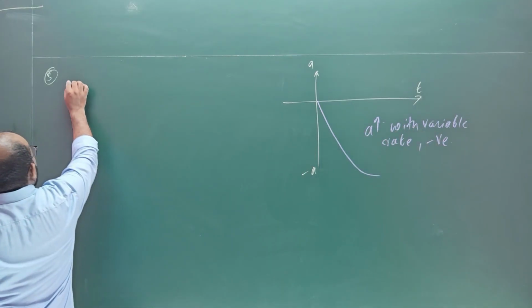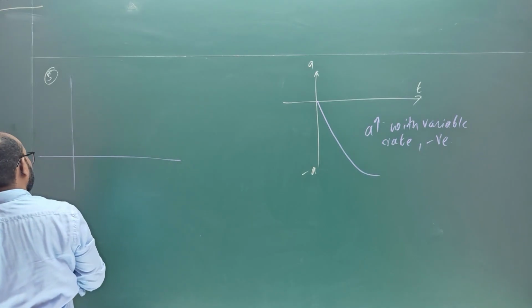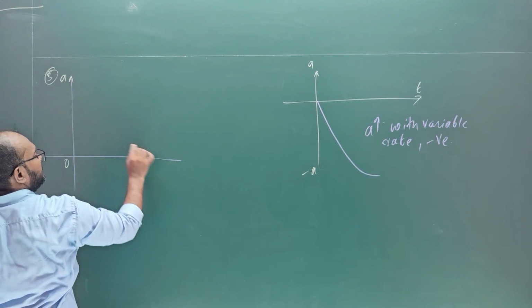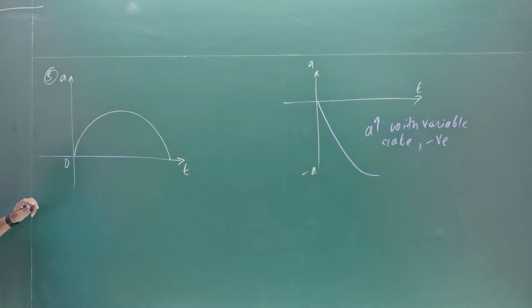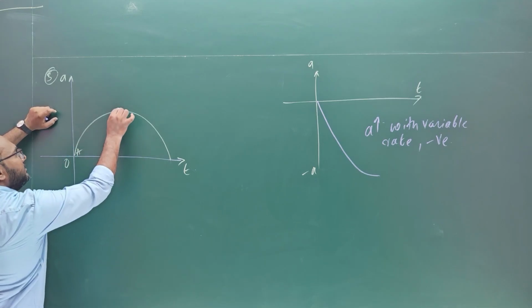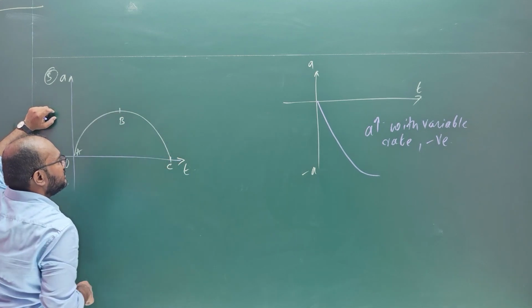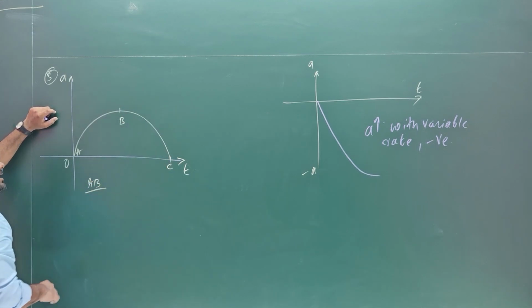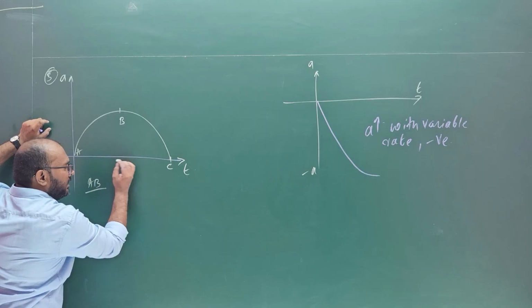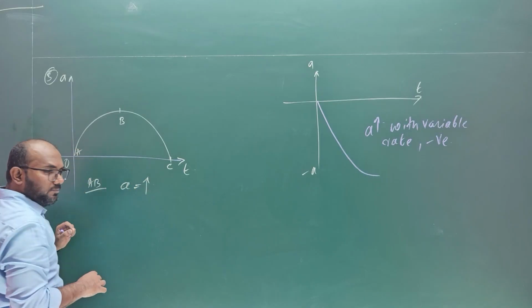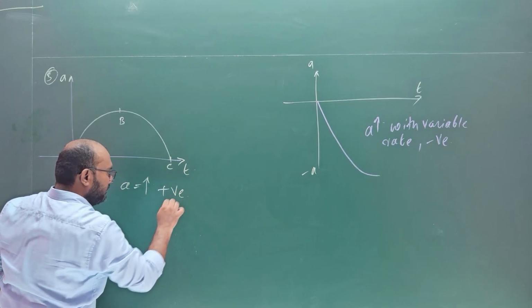Okay, now the fifth one is origin, this is your acceleration, this is your time. Already we have seen this diagram previously twice, right? Now, what about acceleration? Let's say this is point A, this is point B, and this is point C. Let's say A to B. A to B, acceleration is increasing or decreasing? Increasing. Is it positive, negative? Yes, it is positive.